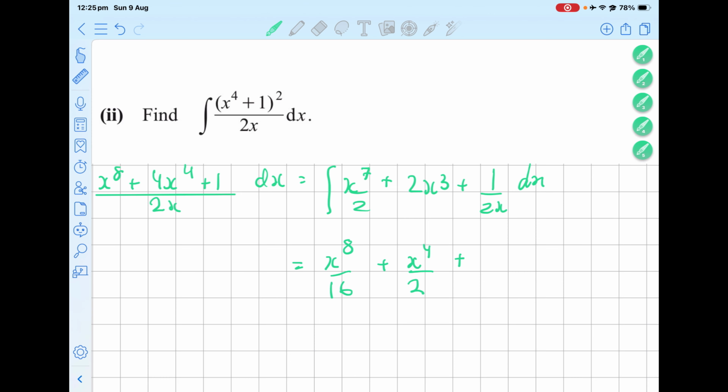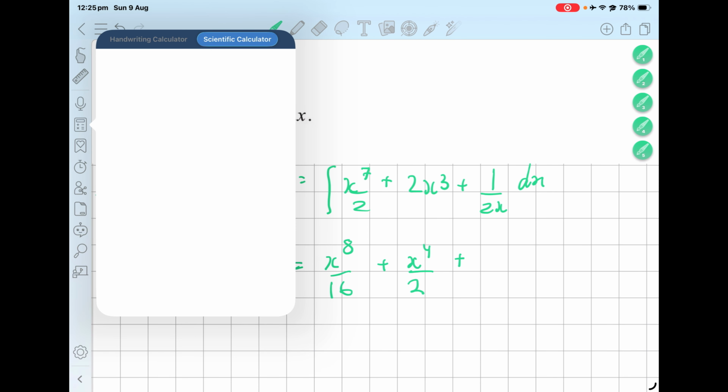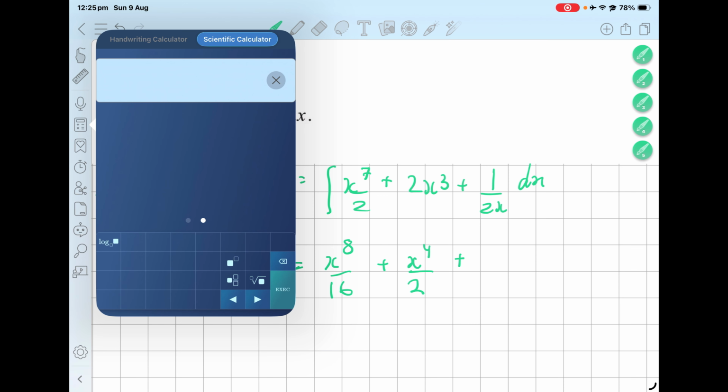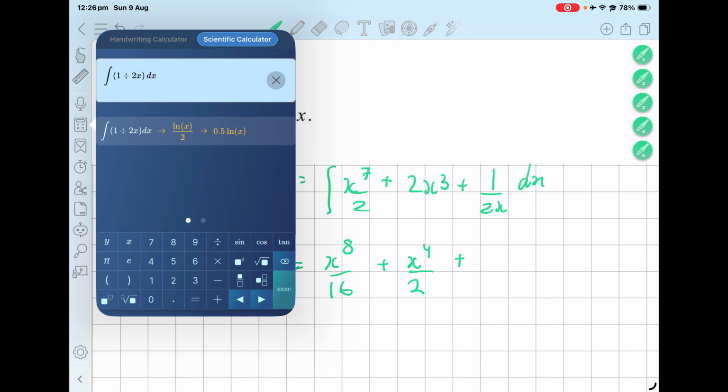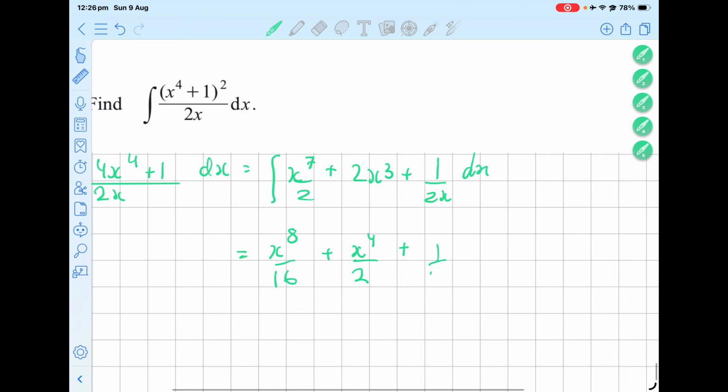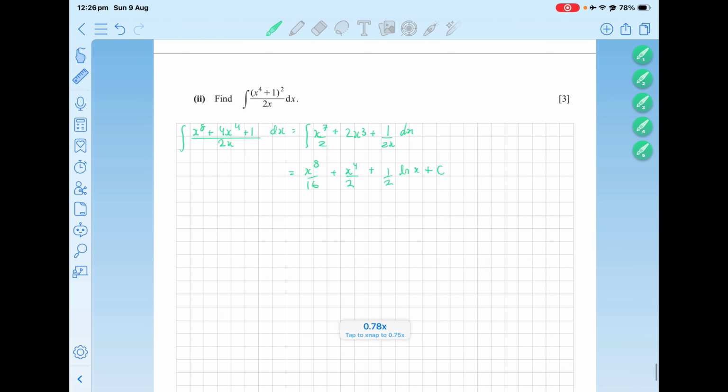Let me check with my calculator. The integral of 1 over 2x is ln x, so it's half ln of x. And then this is plus c. So yeah. Okay, then moving on to the next question.